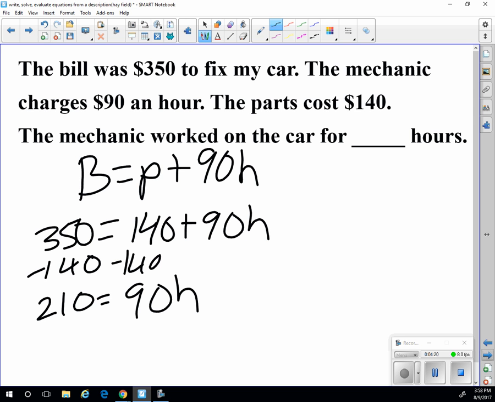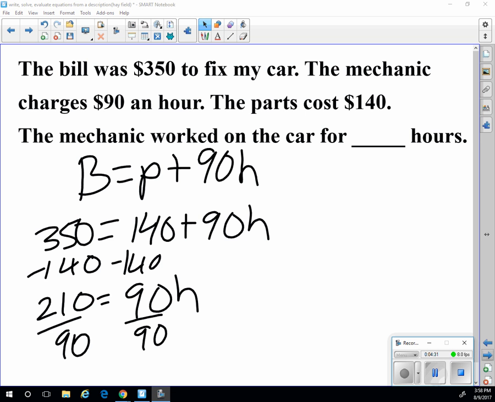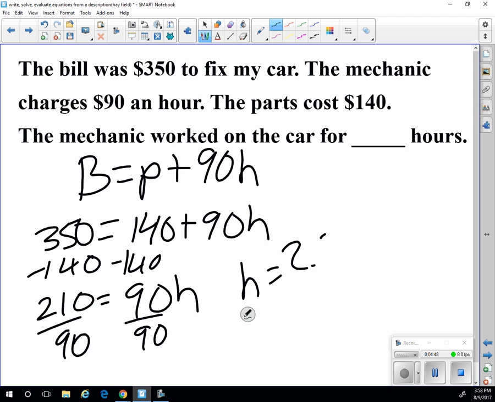So to find the number of hours, we just have to say, well, how many groups of 90 are in 210? Can't do it. Well, yeah, we can. It just won't be a whole number. So I run it on my calculator. 210 divided by 90 equals 2.33. So 2 1/3 hours. So that would be 2 hours and 20 minutes.